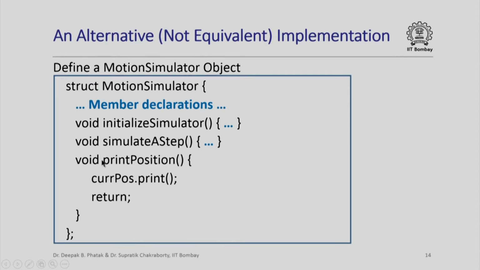And of course, finally we also have a print position member function in motion simulator, where it simply invokes the print member function of current pos and returns.